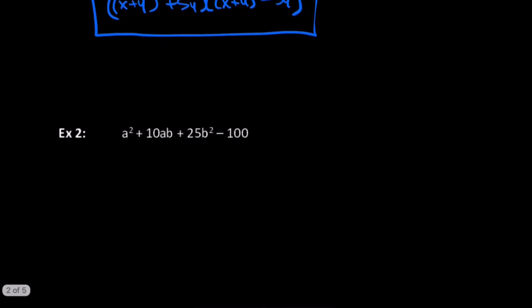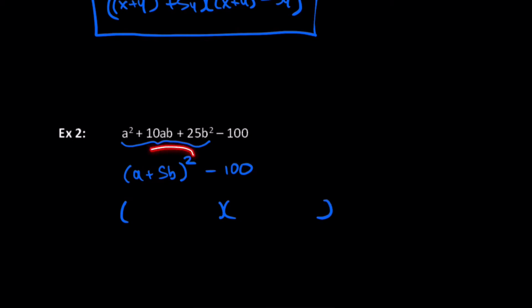Okay, one more like that. Once again, factoring by grouping with a binomial and a binomial won't do you much good. So I'm going to factor this trinomial here. That's going to be a plus 5b squared minus 100. So now the difference of two perfect squares. I'm going to take the square root of this. So that's just going to be a plus 5b.